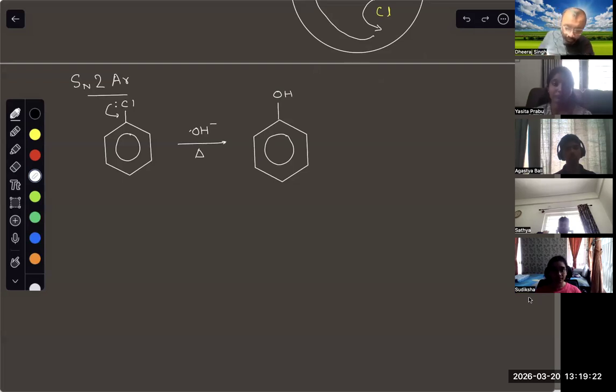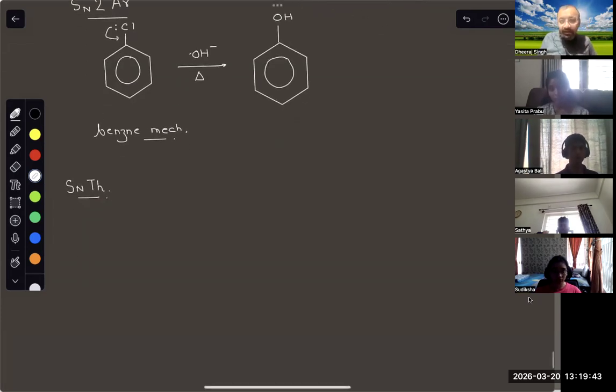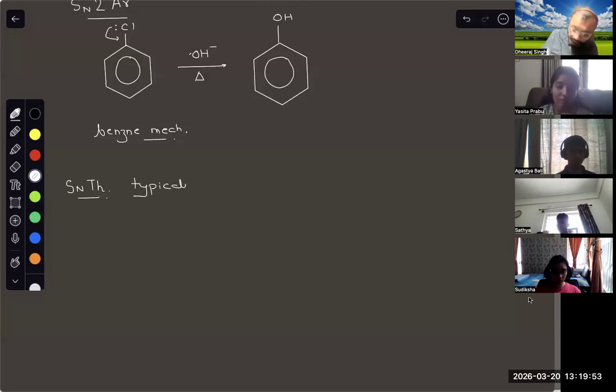Then we also learn about the benzene mechanism. You just need to know a little bit about it. When we learn about benzene in detail, you will see that later on. Then towards the end, we learn about the SNTH. You remember SNTH? Tetrahedral intermediate. Typically, it is formed when? It is typically formed for carbonyl compounds. Very good, for carbonyl compounds.